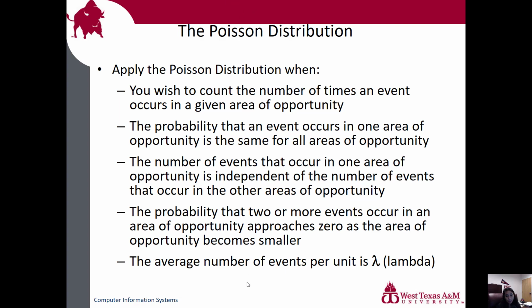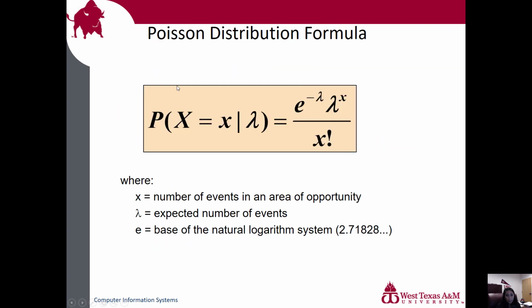For the Poisson distribution, the average number of events per unit is denoted by lambda. So if you see this lambda, just know that it is referring to the average number of events in a Poisson distribution. Here's that Poisson distribution formula, where x is the number of events in an area of opportunity, and we also use lambda as well as the base of a natural log. Again, no need to memorize this formula.